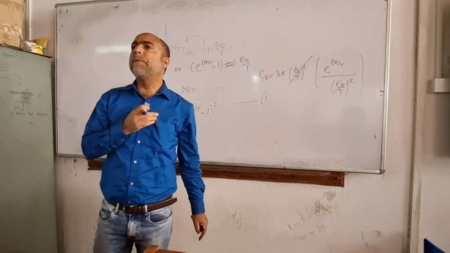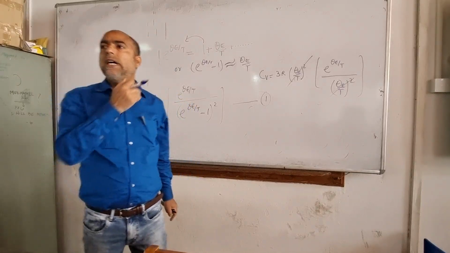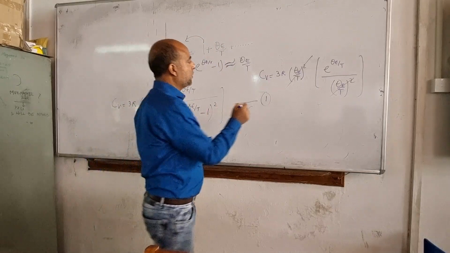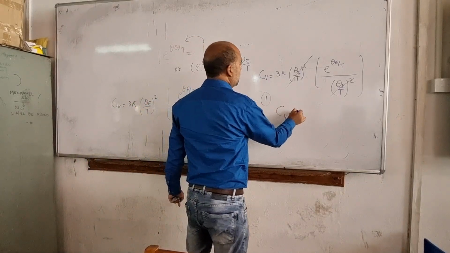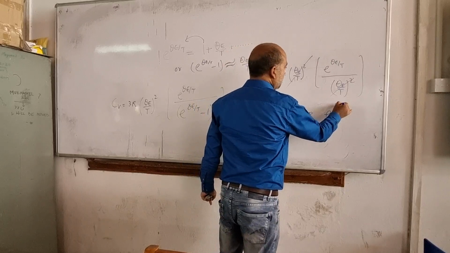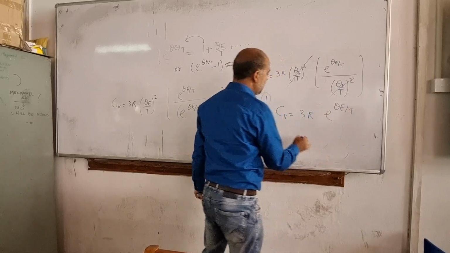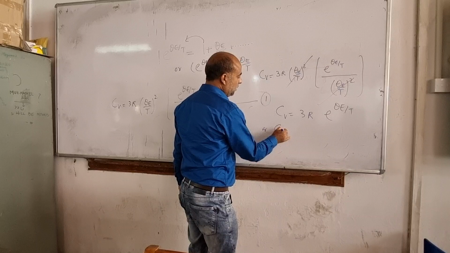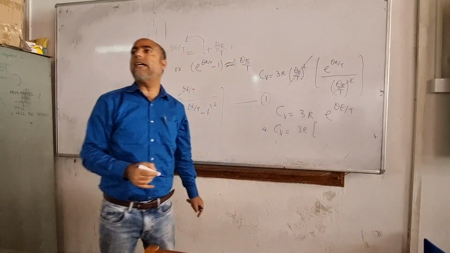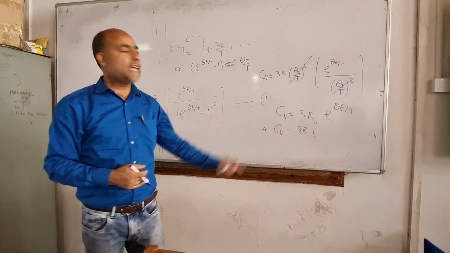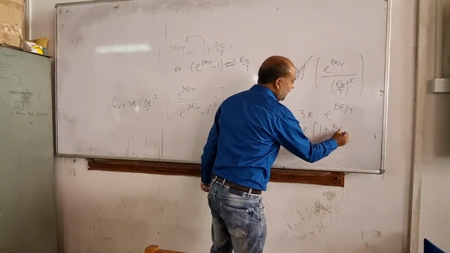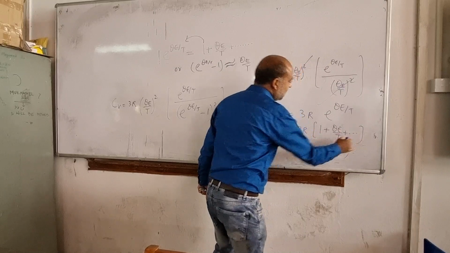E is a subscript in theta_E, for Einstein's temperature. So C_V is equal to 3R times another term, e raised to the power theta_E by T. Again, that is 1 plus theta_E by T plus so on.